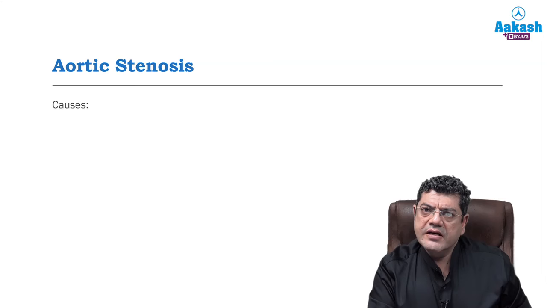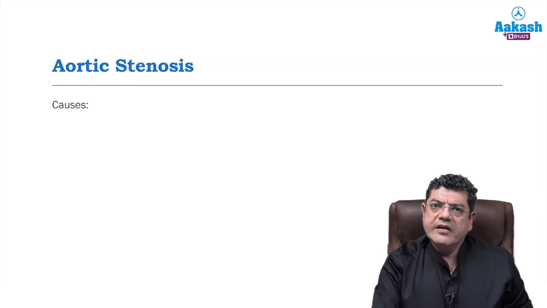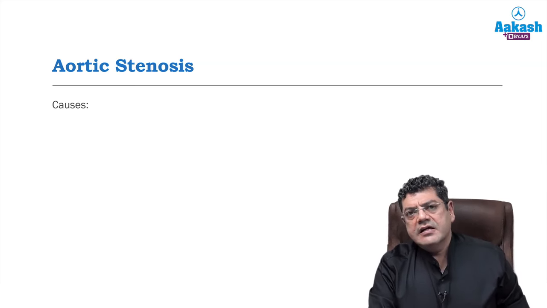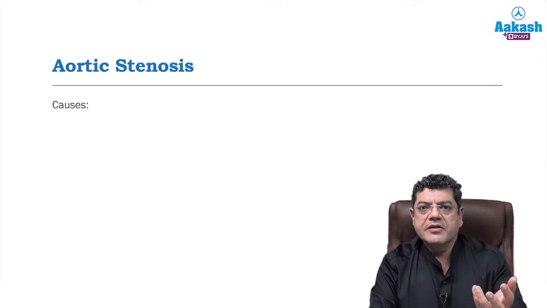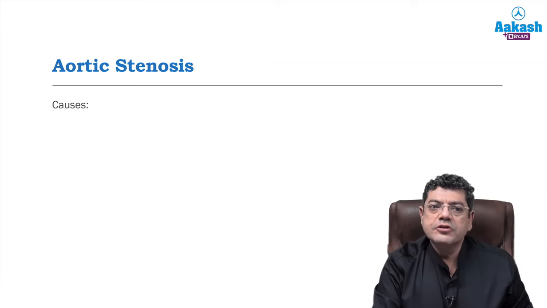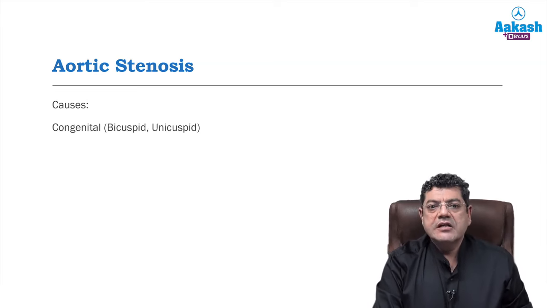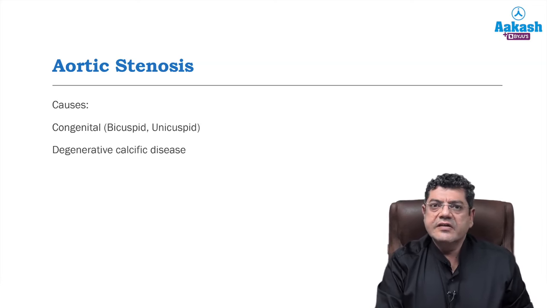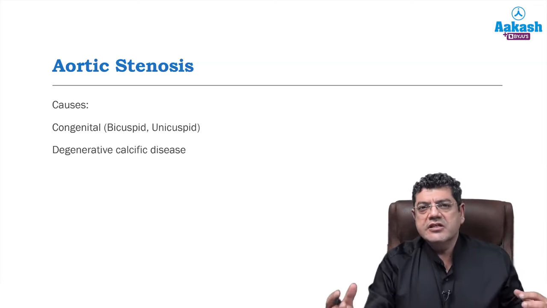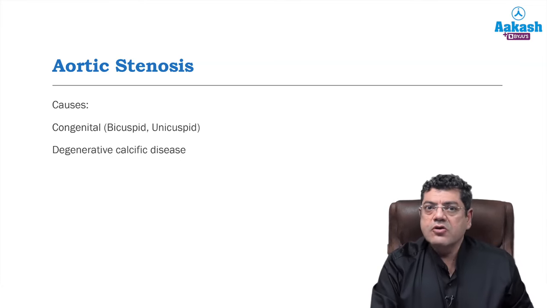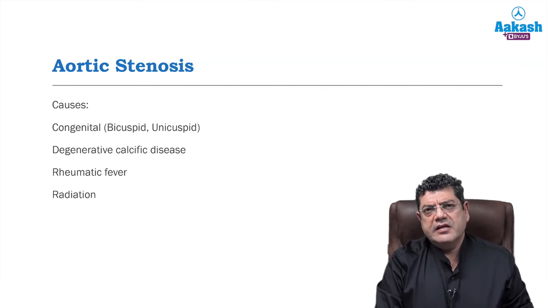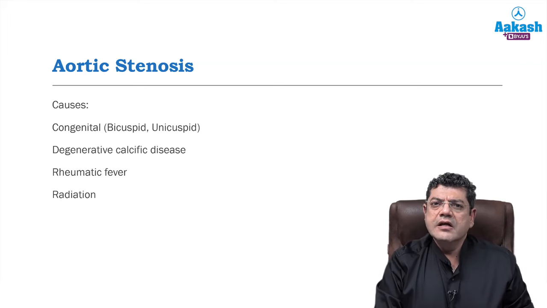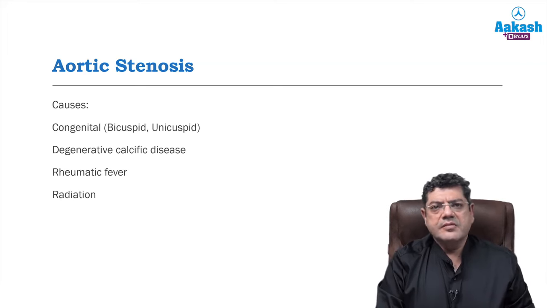Of course, we know that rheumatic heart disease is one very common culprit. Besides that, congenital abnormalities, so a unicuspid, a bicuspid aortic valve, or a commissural fusion can all cause aortic stenosis, right? Degenerative calcific disease that occurs with aging is another important and common cause of aortic stenosis. We discussed rheumatic fever, and mediastinal radiation can also cause the aortic valve to degenerate, calcify, thicken, and become stenosed.